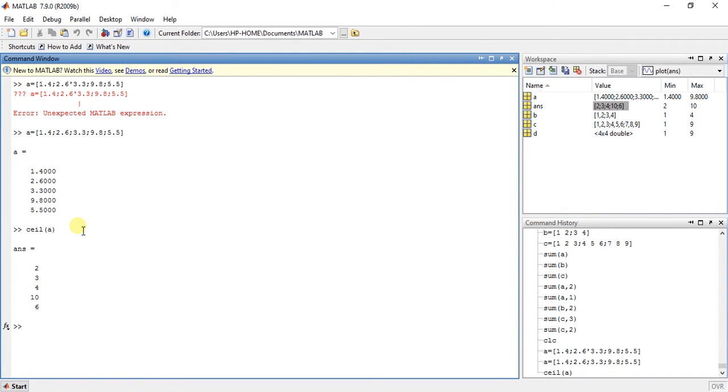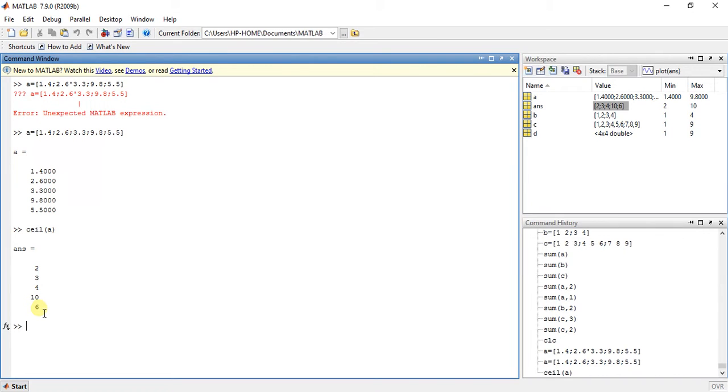So there is a rule in mathematics that if the value after that point is greater than or equal to 5, then and only then we can take an increment of this value. But this will do the rounding towards positive infinity.